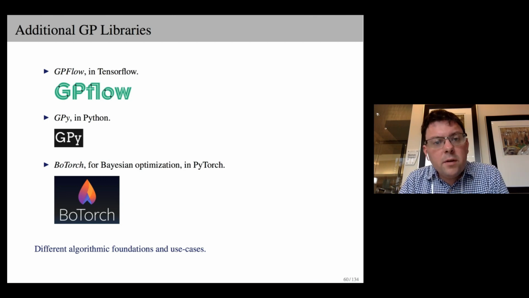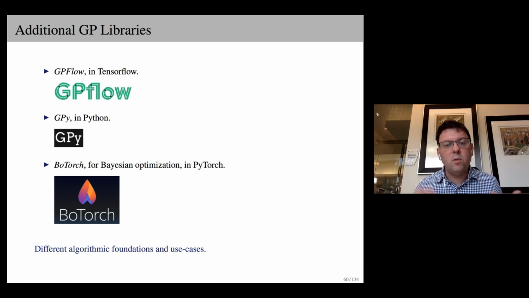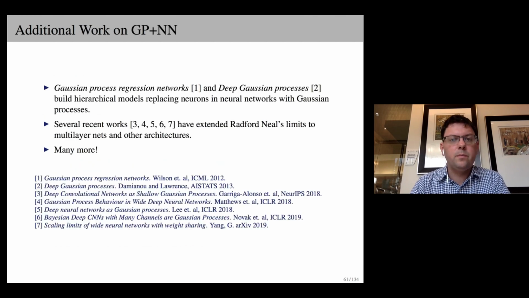There are several other popular Gaussian process libraries, such as GPflow, GPy, and BoTorch for Bayesian optimization, that's black box optimization, automatic ML, hyperparameter tuning, A/B testing. And these libraries have different algorithmic foundations and use cases. There's also a lot of additional work on combining Gaussian processes and neural nets in various different ways.